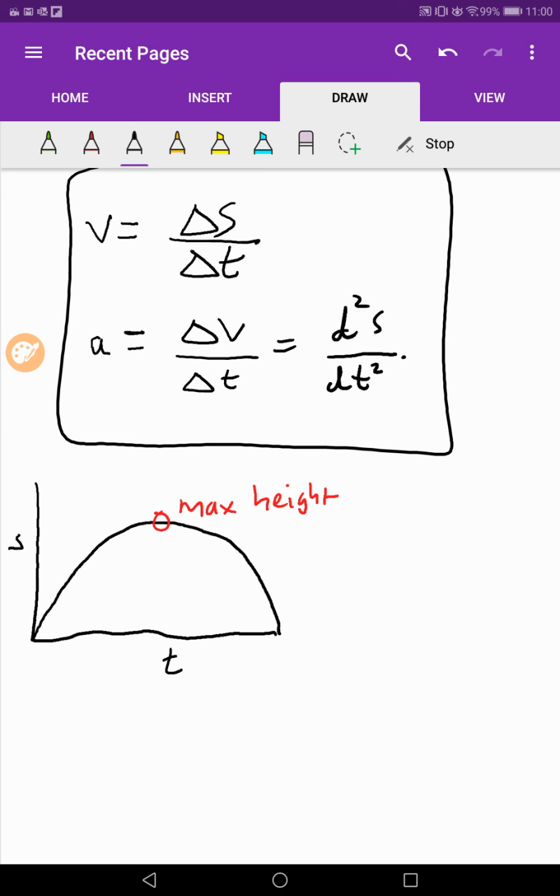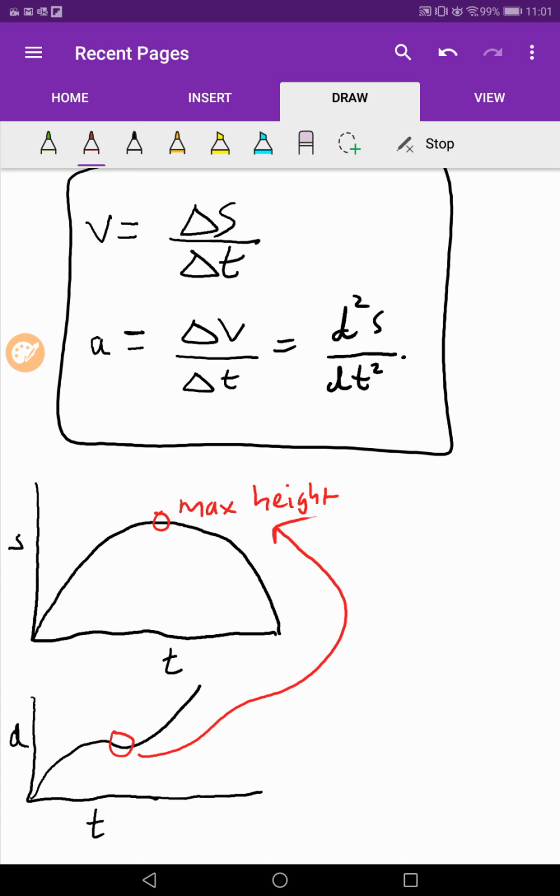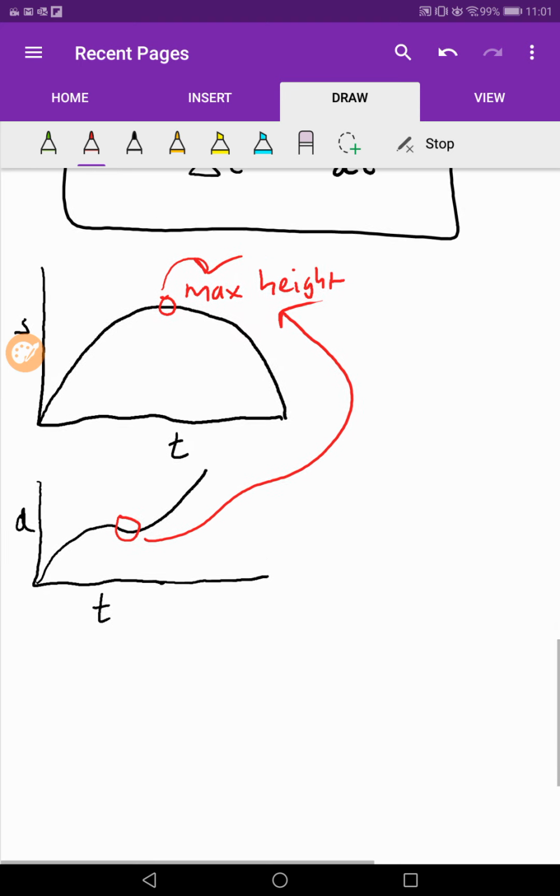Now, if you saw this on a distance time graph, call it D, it would look something like this, with the max distance, or the max height, sorry, in here. Why? Because this graph represents the distance the object has travelled, whereas the displacement is how far it is from its starting point. That's why we use displacement, because it's just a little bit easier to understand.